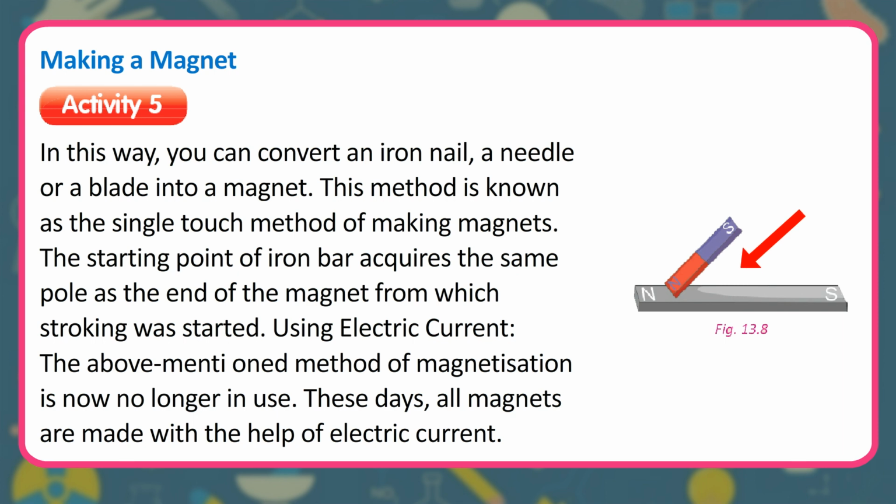The starting point of the iron bar acquires the same pole as the end of the magnet from which stroking was started. The above-mentioned method of magnetization is now no longer in use. These days, all magnets are made with the help of electric current.